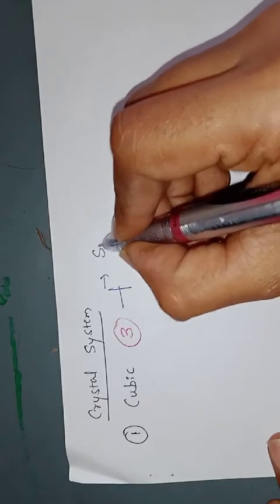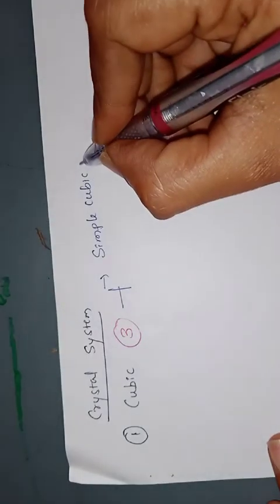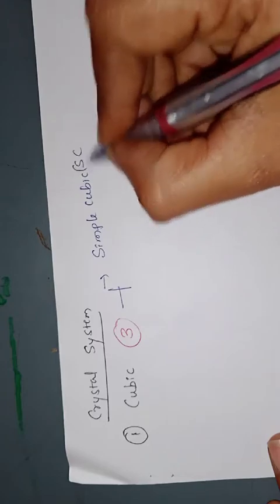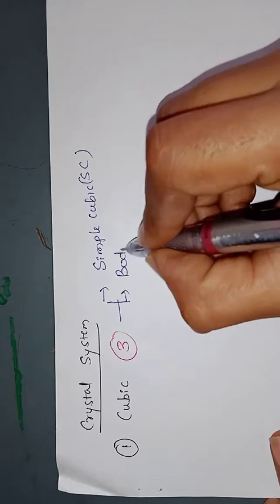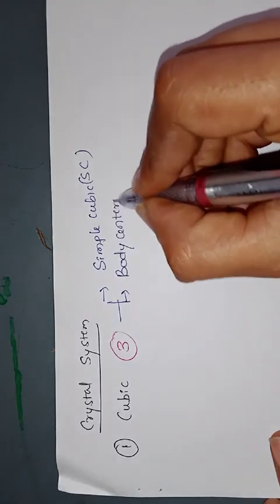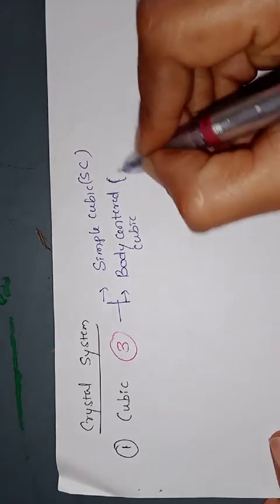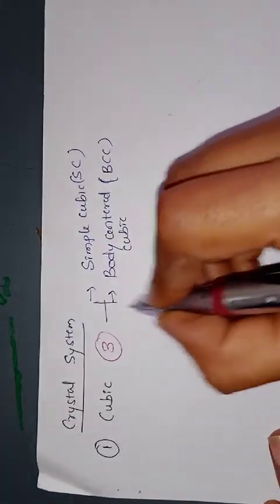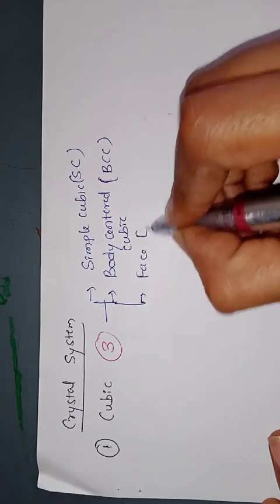The lattice types are simple cubic, which we can indicate as SC. Then the second one is body centered cubic, which we can indicate as BCC. Then the third one is face centered.